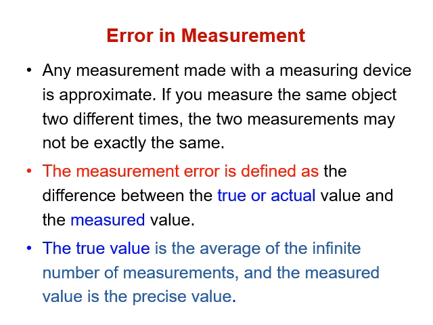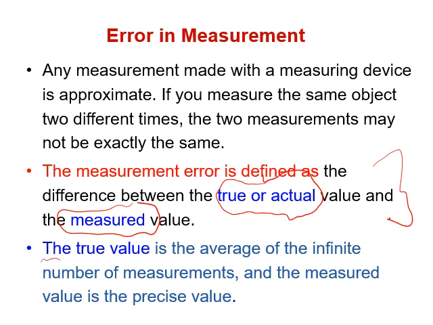What is error now? If I define error, error is the difference between the true or actual value and the measured quantity. Remember, we are doing the error of measurement. So the measured value is compared with a certain quantity. That quantity is known as the true or actual value.